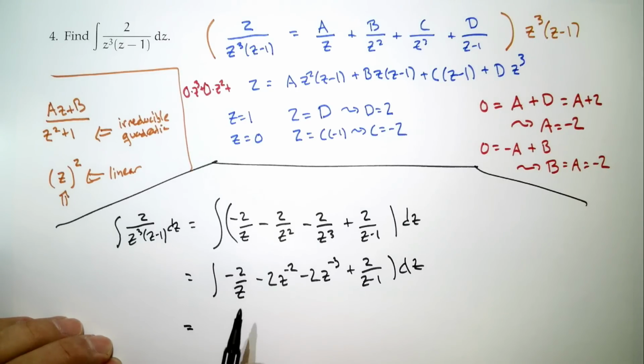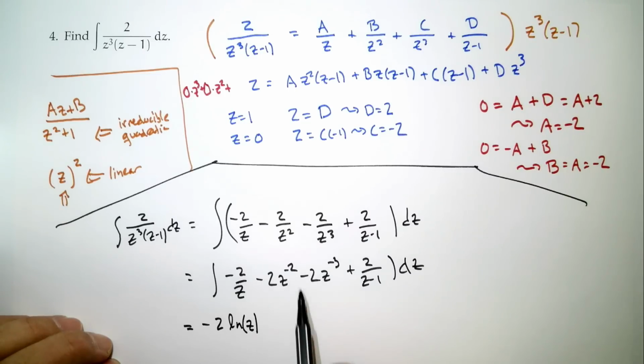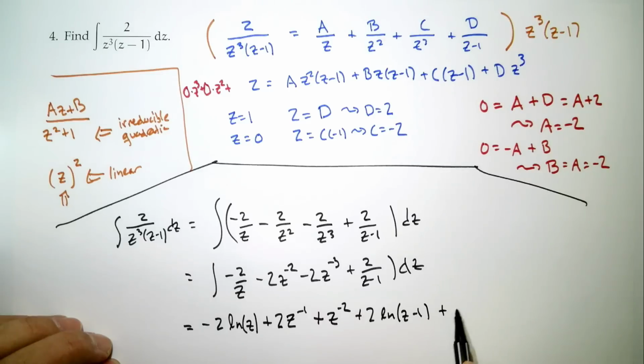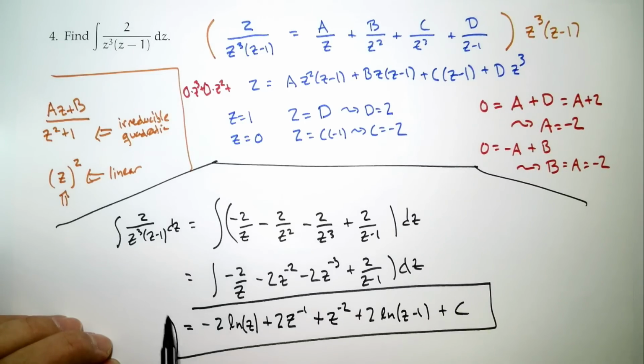The integral of negative 2 over z, do you know that one? Negative 2 log z. Integral of negative 2z to the negative 2? Well, you'd add 1 to the exponent, so it would become negative 1. And then you divide by negative 1, so it becomes plus 2z to negative 1. Negative 2z to negative 3, you'd add 1 to the exponent, giving you negative 2. Divide by negative 2, so you end up with a plus z to negative 2, and then plus 2 natural log z minus 1. Plus c, and we're done. That's our answer.